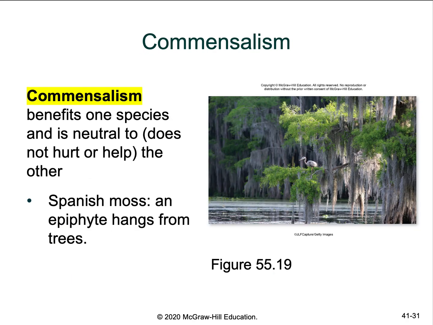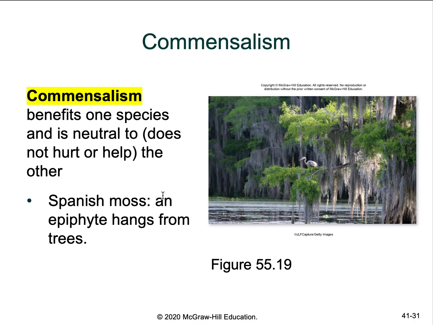Commensalism is when two species are interacting, and one benefits and the other gets nothing out of the relationship. They're not hurt, but they also don't benefit. So commensalism is that one benefits and the other one receives nothing. So we call that a neutral interaction.